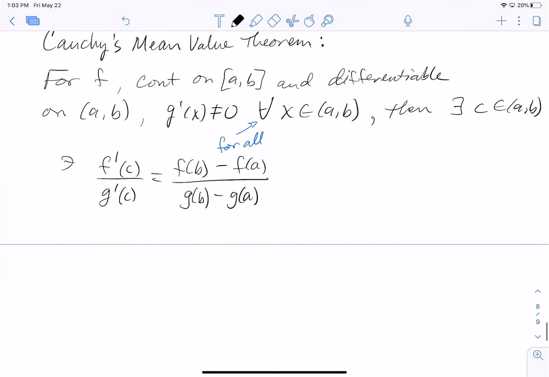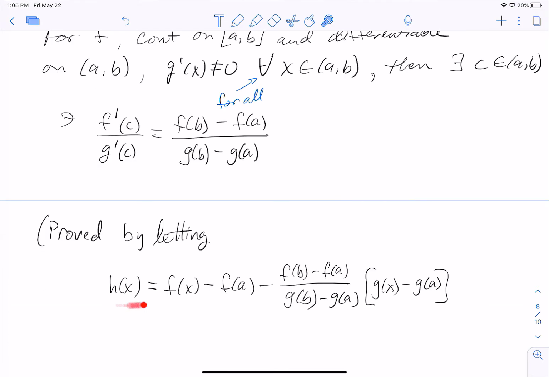I won't take the time to prove Cauchy's mean value theorem, but I'll say that it is proved by letting h of x equal f of x minus f of a minus the fraction f of b minus f of a divided by g of b minus g of a, that fraction times g of x minus g of a, and using Rolle's theorem. If you want to see how something like that goes, I would recommend that you look in the earlier chapter where the mean value theorem is presented. Meanwhile, back to L'Hopital's rule.